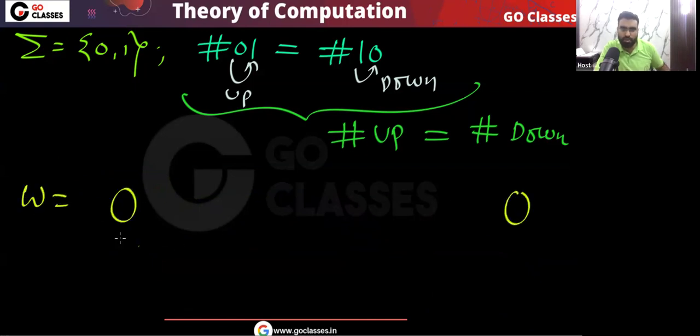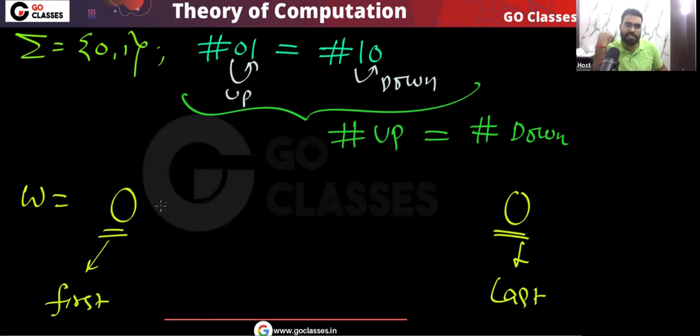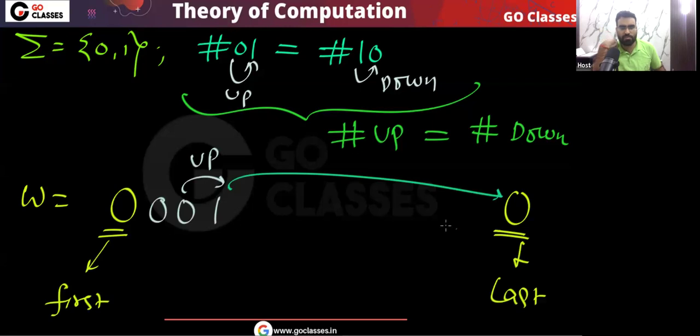See, between these two zeros, this is the first and this is the last. Between these, whatever dance you do, you can do any dance. The number of up down will be the same, because you can easily see number of up down will be the same, because if you do up, remember still the end symbol is 0, so there is down.